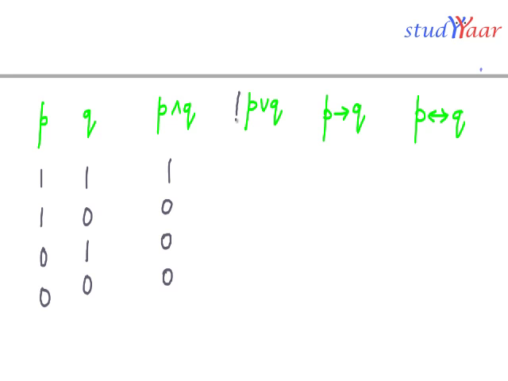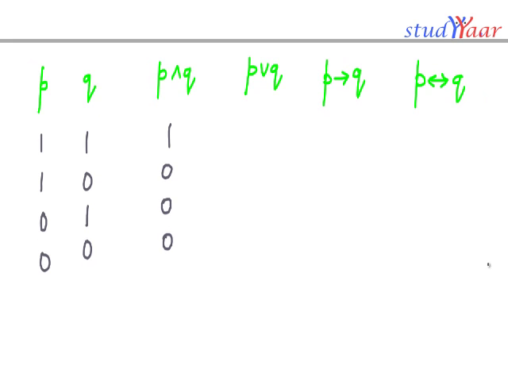Okay. Similarly, P or Q, where or is used in an inclusive sense, is true whenever at least one of P or Q is true. So here both P and Q are true, therefore P or Q is going to be true. Here P is true, therefore again this compound statement is going to be true. Here Q is true, therefore this compound statement is going to be true. Now here both the statements are false, therefore the compound statement P or Q is going to be false.